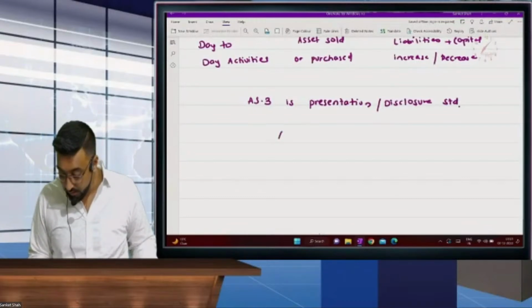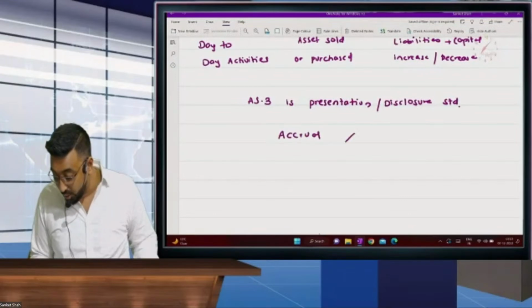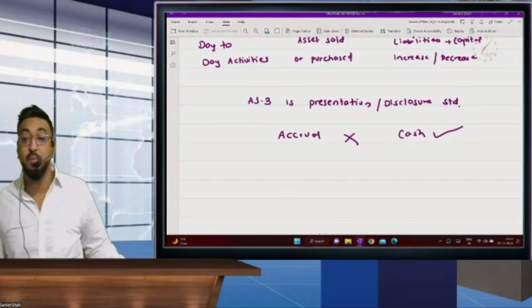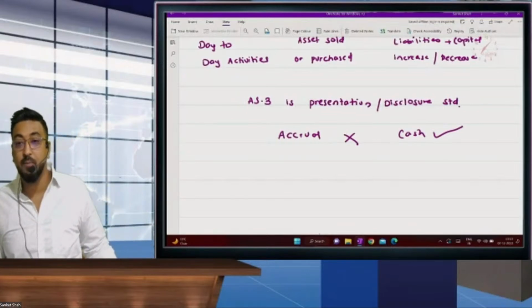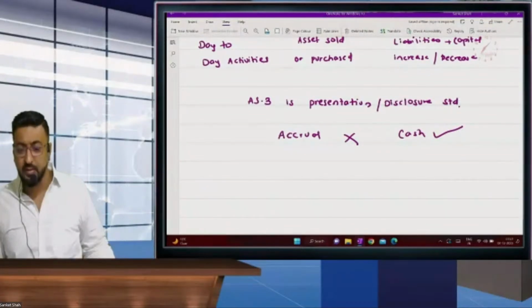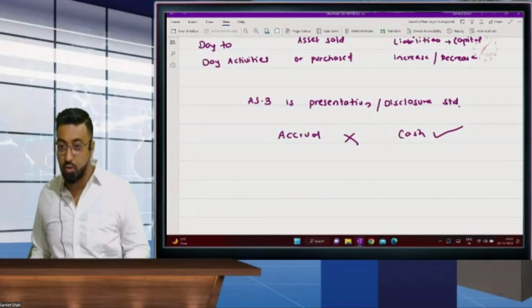So here we are not focusing on accrual concept. We are focusing on cash concept. So this is a very important part. We have to focus on cash concept. So whatever cash received or paid, that we are going to record activity wise.